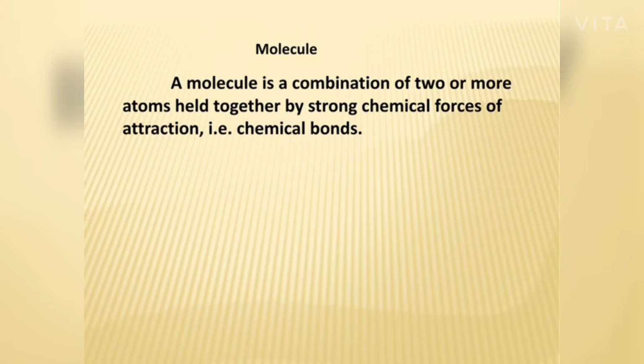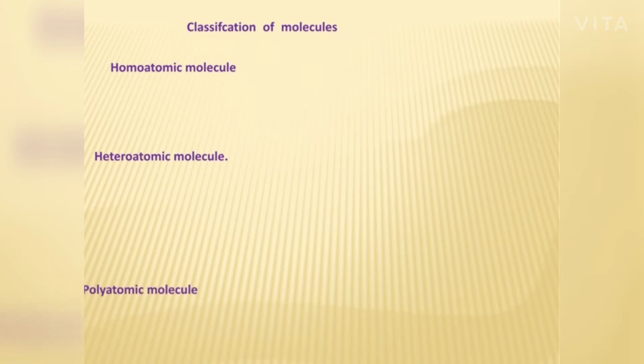Molecule. A molecule is a combination of two or more atoms held together by a strong chemical force of attraction. That is called a chemical bond. Next term, classification of molecules. Molecules are classified depending upon the number of atoms present in them and the type of atoms present in them. That is classified into homoatomic molecule, heteroatomic molecule, and polyatomic molecule.